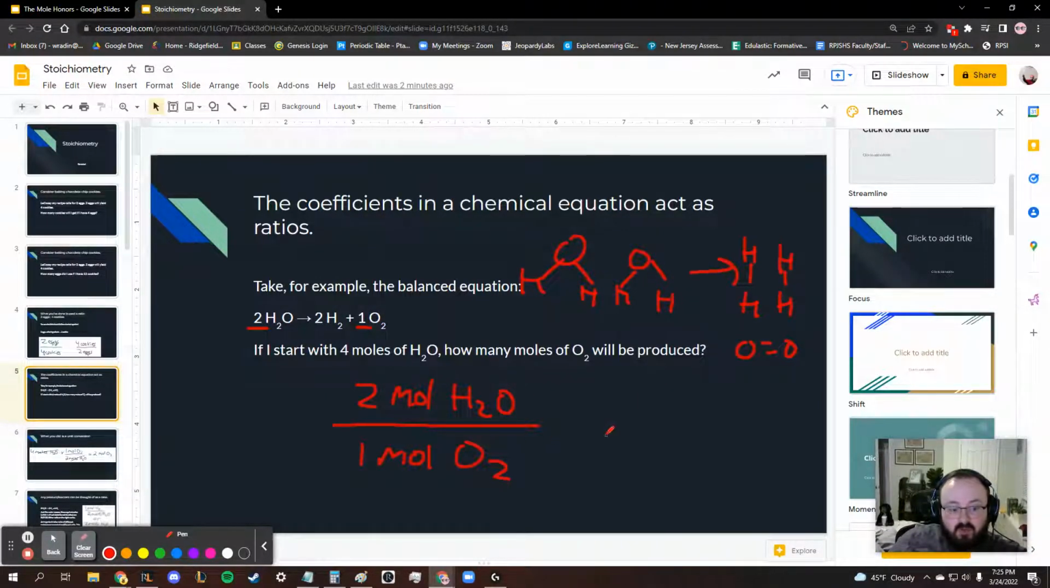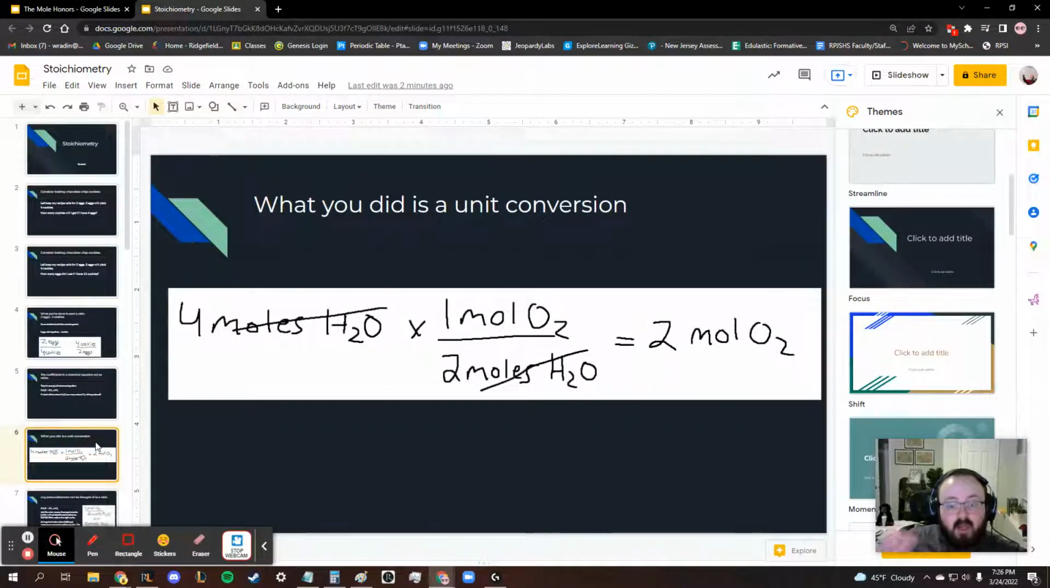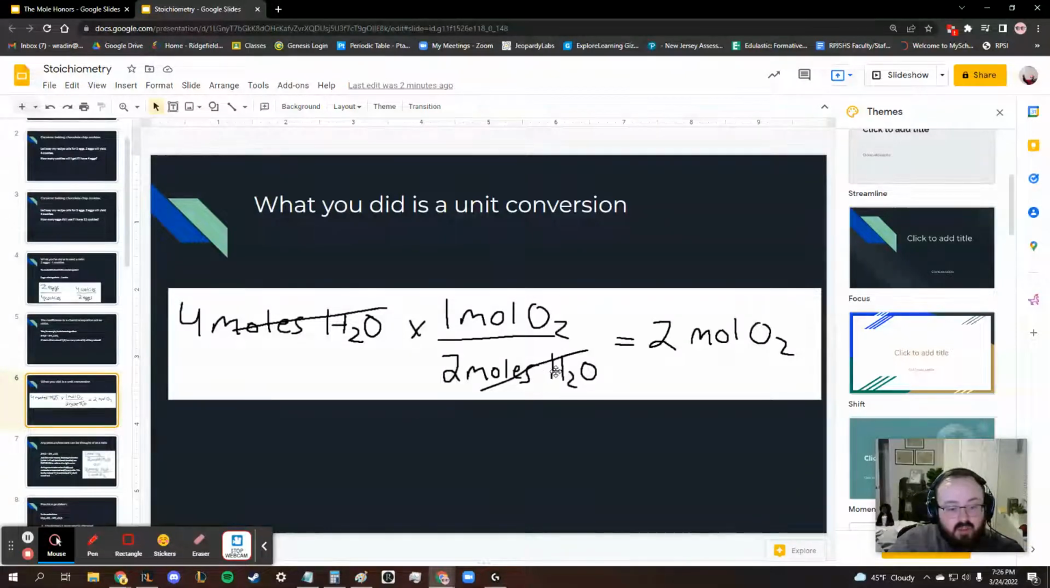So we can write this ratio like this or like this. These are equivalent statements. Now, we start with 4 moles of H2O. So when we're doing this type of question, I'm going to go to the next page. You always want to line up your units so that you have the same unit on the numerator and the denominator. Now, a key note here is that moles of H2O is different than moles of oxygen.